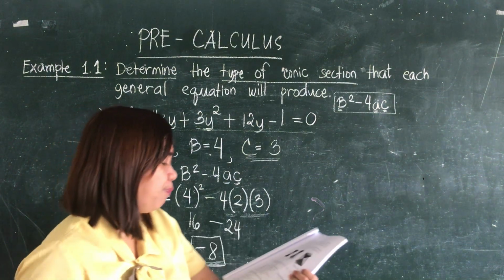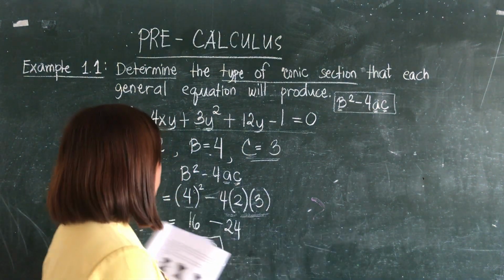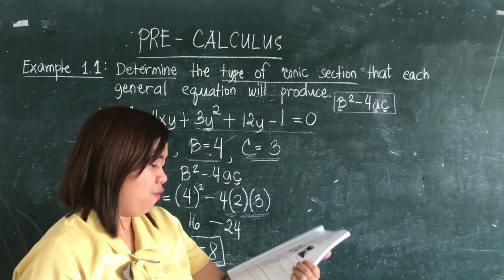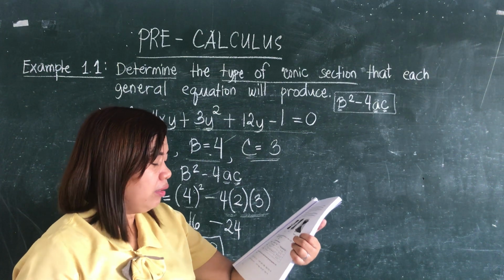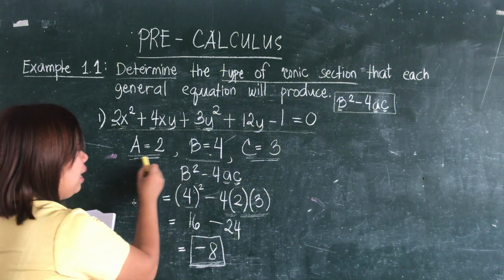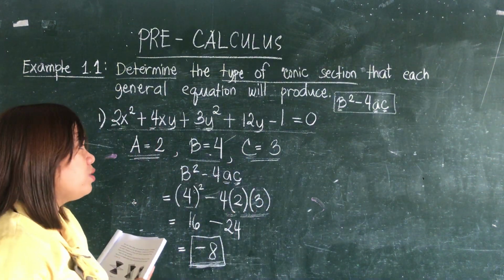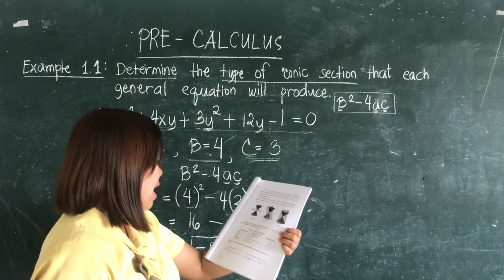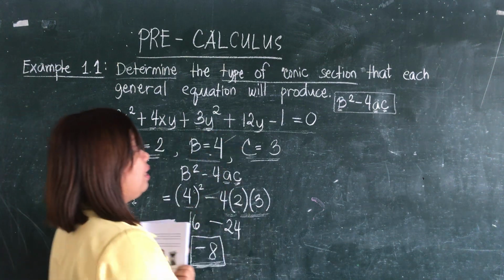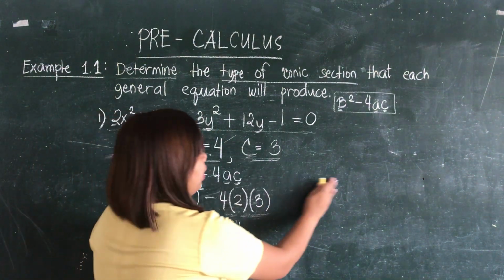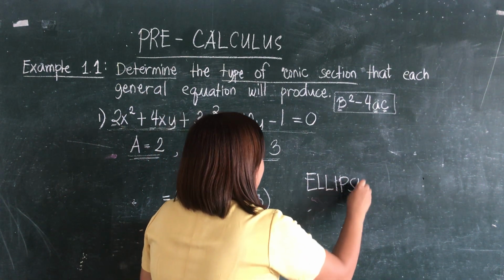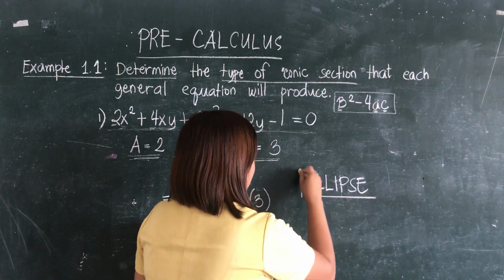It qualifies. It is correct. Is b not equal to 0? Correct, because the value of b is 4. And another thing is, a is not equal to c. Is a not equal to c? Right. So it is also correct. So we can say that the first example here, or the first equation given, represents an ellipse based on the conditions given.